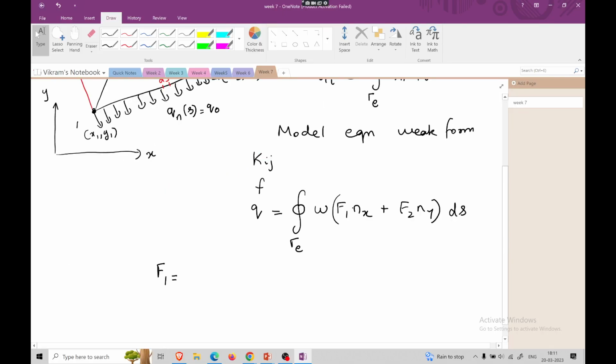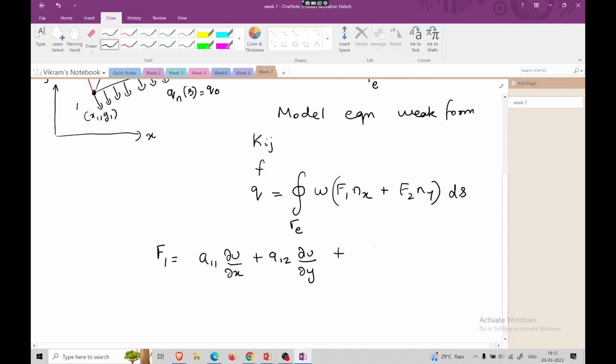So what are F1 and F2? F1 is nothing but my A11 dou u by dou x plus A12 dou u by dou y. And what will be my F2? A21 dou u by dou x plus A22 dou u by dou y. Are you familiar with this F1 and F2? These F1 and F2 we actually got from the model equation.